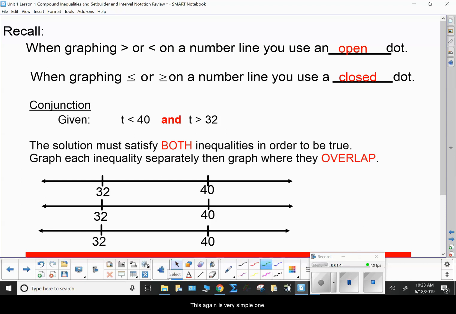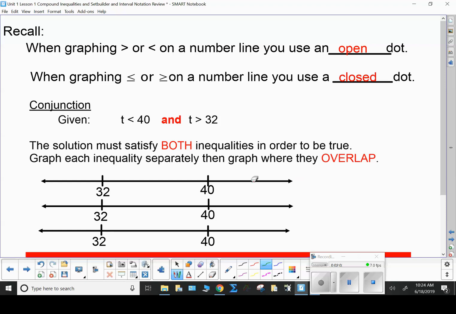So, this again is a very simple one. t less than 40 and t greater than 32. The solution must satisfy both inequalities in order to be true. So we're going to graph each inequality separately, then our final answer will be the overlap.